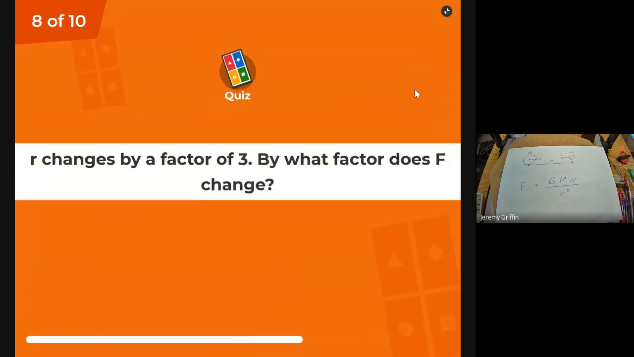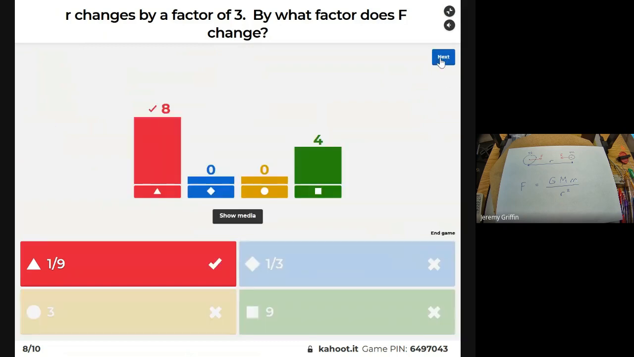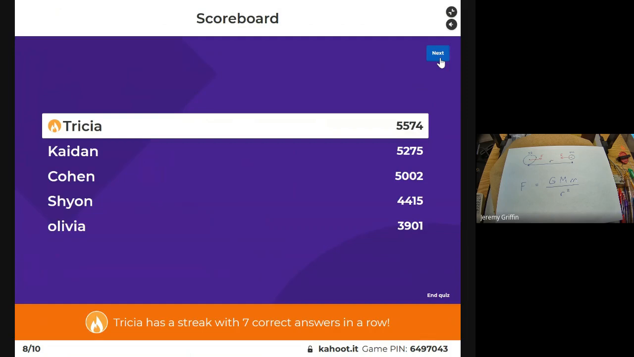What if you tripled the distance between two things? Oh, isn't this just exactly the opposite of what you just saw? So if you triple this distance, r, factor of 3 squared, 9, it's 1/9. Yay.